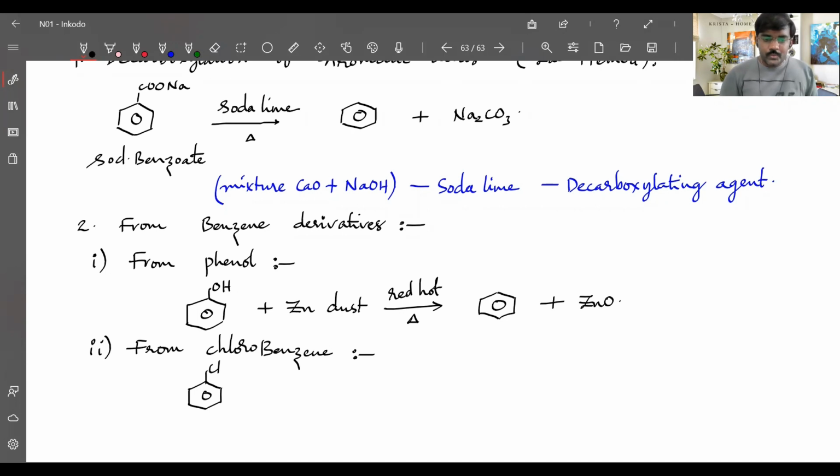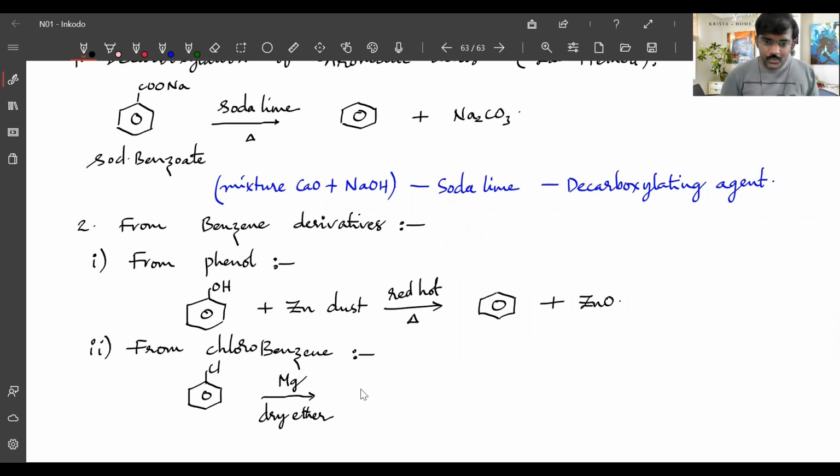So this chlorobenzene, what do we have to do with it? We can do it in two different ways. First, we can heat it with magnesium metal in dry ether, because chlorobenzene will dissolve only in dry ether, not in a normal solvent. So to make the reaction occur, we need to heat it with magnesium and dry ether.